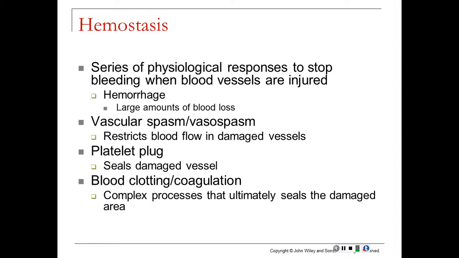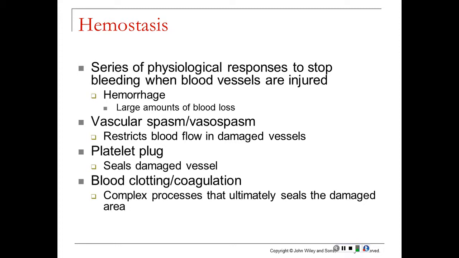Hemostasis is a series of physiological responses that's used when your blood vessels are injured or damaged. So first you have a hemorrhage, which is a large amount of blood loss. Then you get a vascular spasm or vasospasm that's going to restrict the blood flow into the damaged vessel. So in other words, reducing blood loss. Then a platelet plug will form, sealing the damaged vessel. Then a blood clot and coagulation forms.